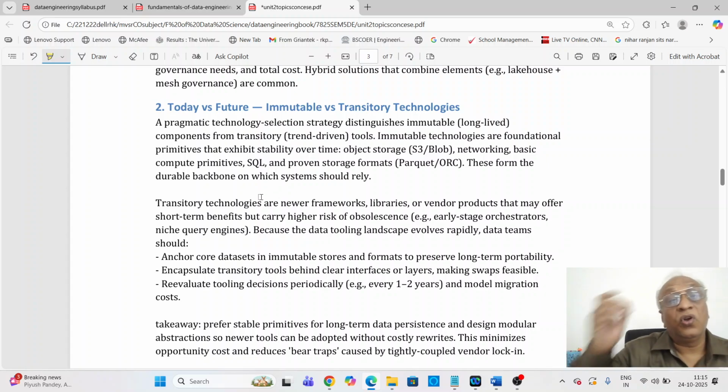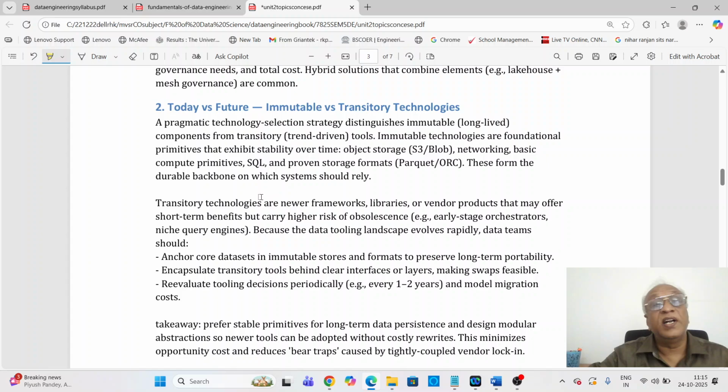So now coming to understanding the difference between immutable and transitory technologies, and how they relate to today or the future. When I speak about immutable technologies, I am speaking about technologies which will be used for the long term. While when we speak about transitory, they are trend driven. Currently, this trend is going on, this technology is being used. So immutable technologies always become the foundational primitives over time. For example, you have S3 and blob, then you have computing basics, SQL, then Parquet or ORC formats.